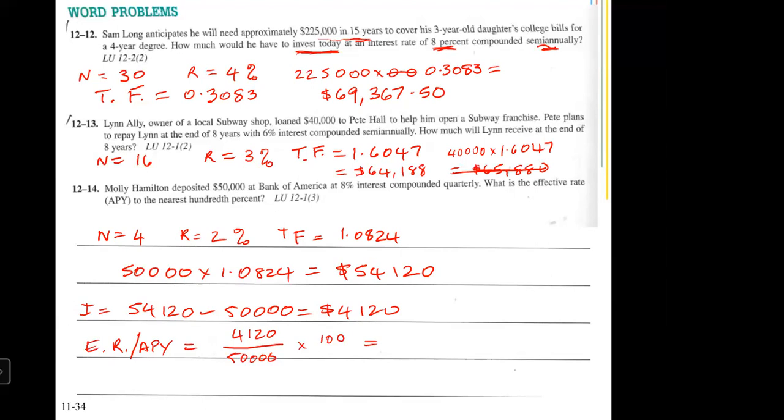$8.24%. And the stated rate was what again? 8%. 8%. Usually your effective rate, your APY, is slightly higher than the stated rate. Oh, yeah, so 8.24%. Yeah, sounds good.